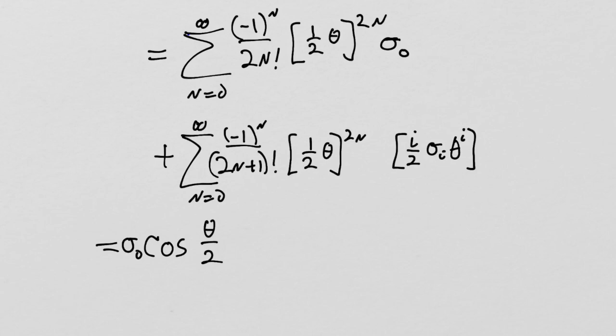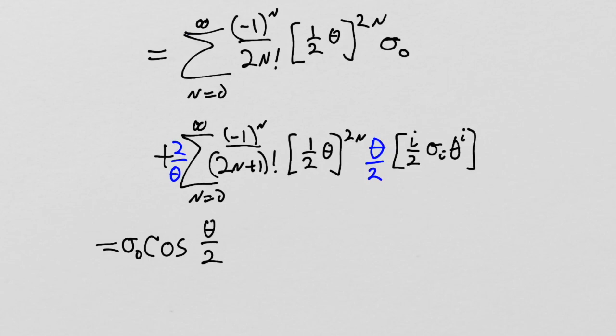The second term is the odd terms, right? Because we have this 2n plus 1, and wait, they're not quite the odd terms, right? I mean, these are odd, right? But these are even. So there's a problem there. So in order to make this look like the sine series, we're going to have to multiply by another factor of theta over 2, which means we have to then divide by theta there.